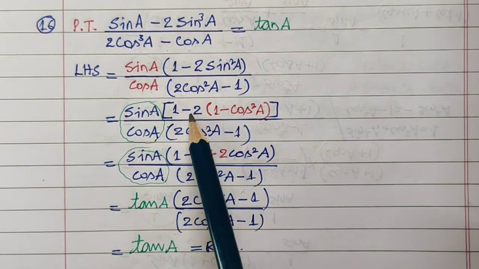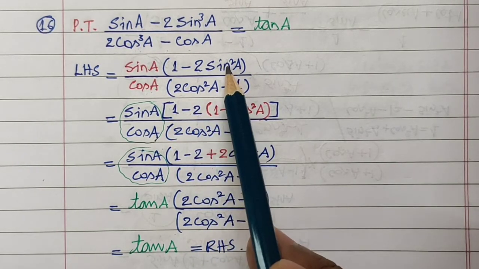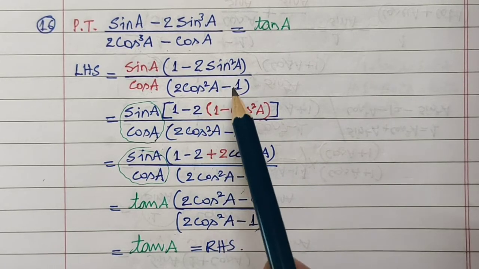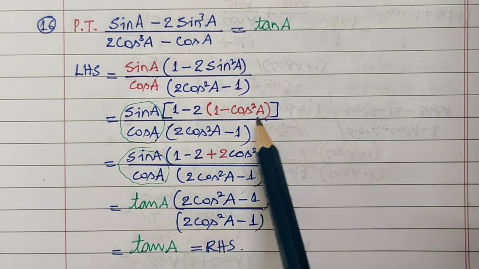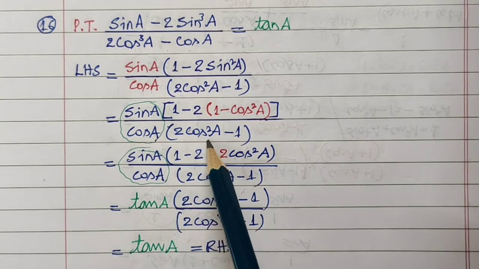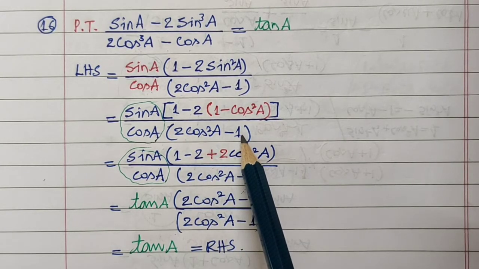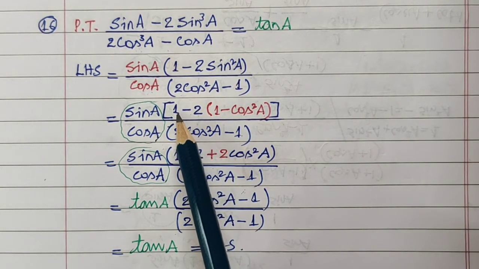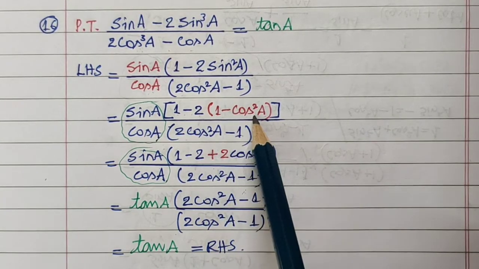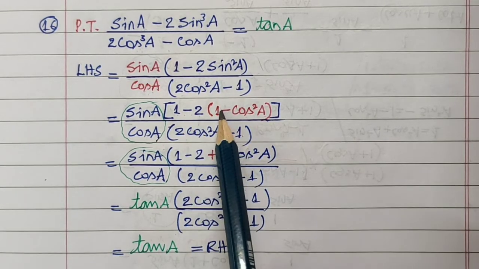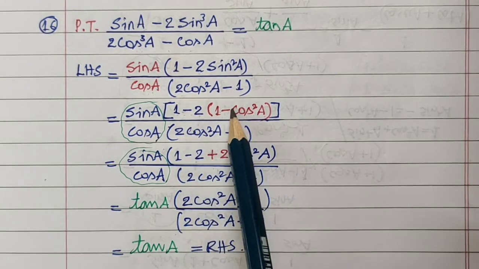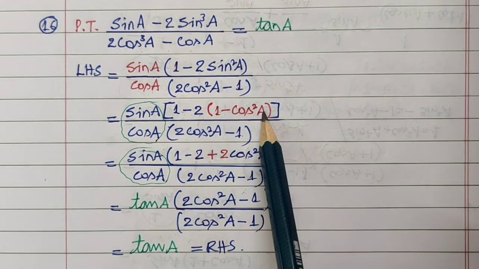We know that 1 minus 2 sin square A. Convert this. We don't have any other option here. Convert this into cos form. 1 minus 2 into 1 minus cos square A divided by 2 cos square A minus 1, we are keeping as it is. So in the numerator it has become 1 minus 2 into 1 minus cos square A. You bring this inside: 1 minus 2 into 1 is 2, minus into minus that is plus 2 cos square A.